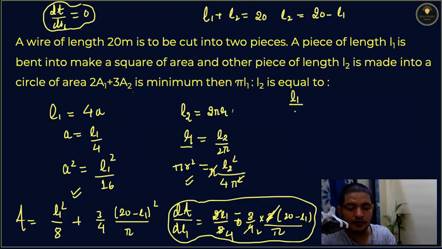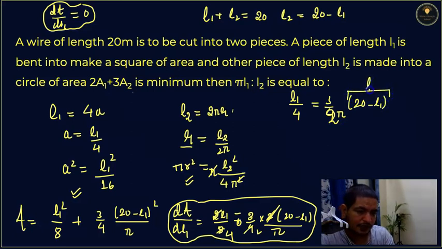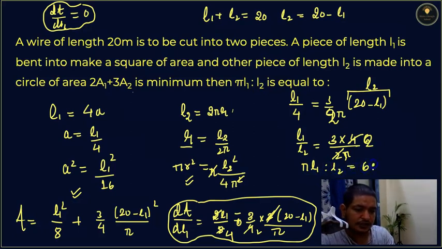So L1 by 4 is equal to 3 by 4, or we can write it as 3 by 2 pi times 20 minus L1. And this 20 minus L1 can be written as L2. So you will write L1 by L2 equal to 3 into 4 by 2 pi. Now we can cancel this value, and you will get the value as 2. And this pi will go to the other side. You will get pi L1 is to L2 equal to 6 is to 1.